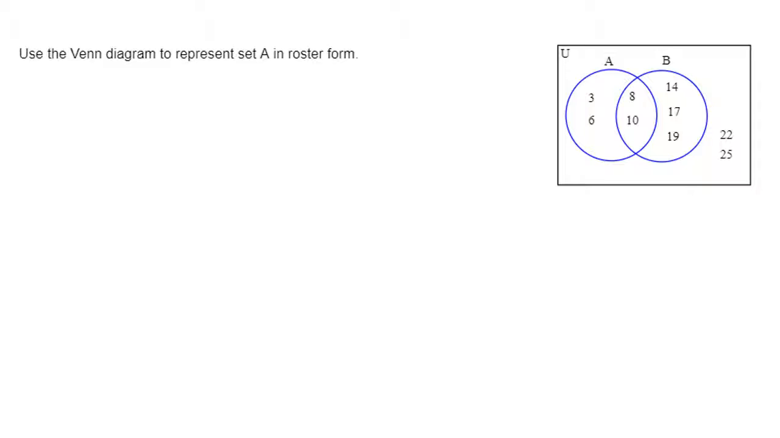Now we're going to use this Venn diagram to write set A in roster form. If you recall, roster form uses brackets. So we want everything that's in this set A. That would be the numbers 3, 6, 8, and 10. No other numbers were inside the circle A, so they are not inside the set A.